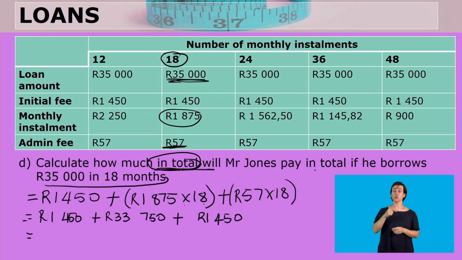the total. Now, adding all those three values at the end, it means that Mr. Jones would pay 36,226. So this is the total amount that will be paid back on this loan.